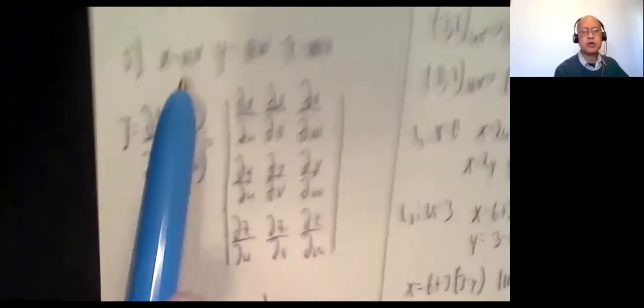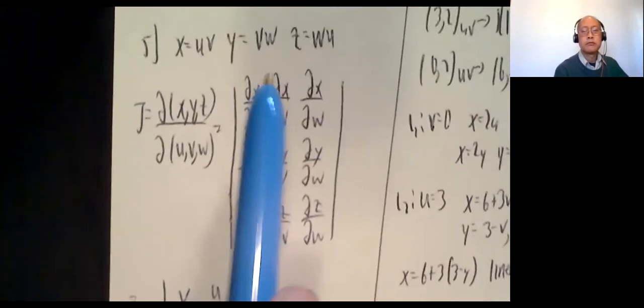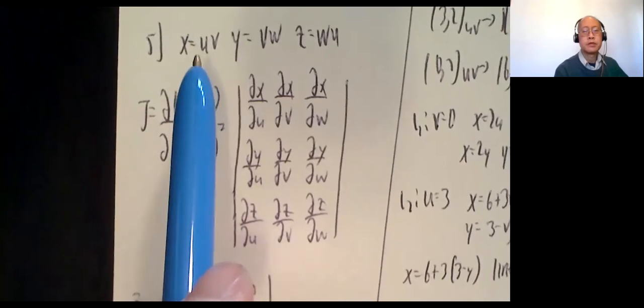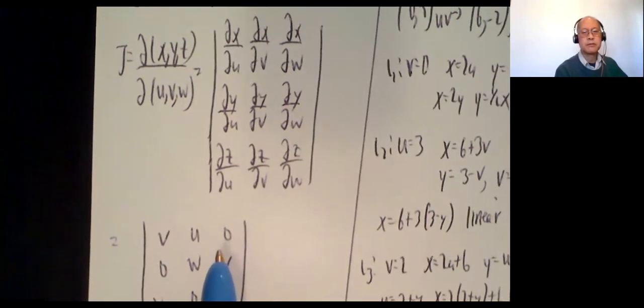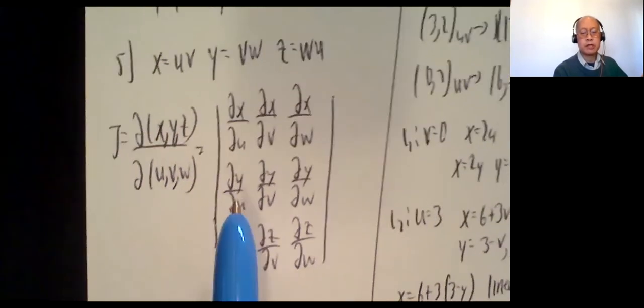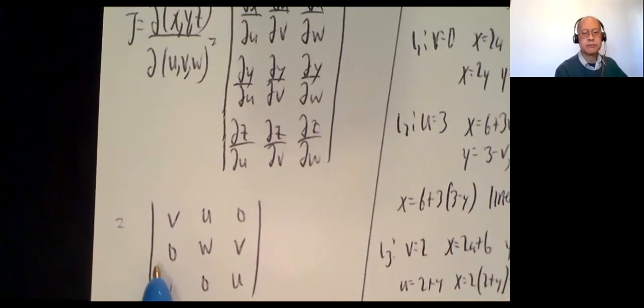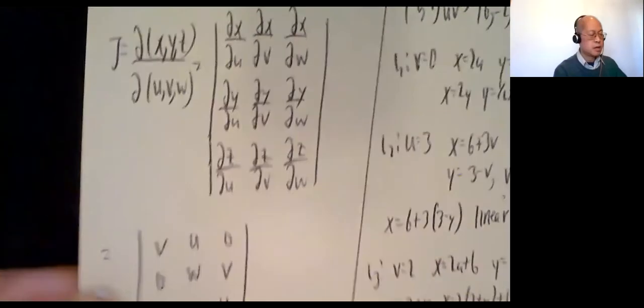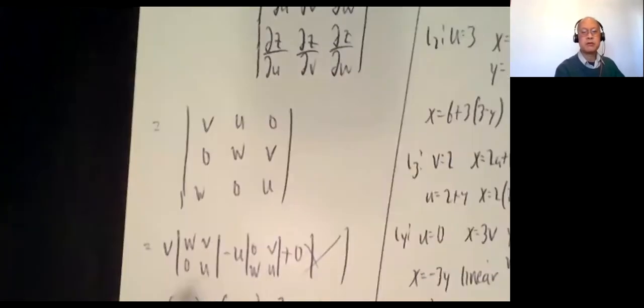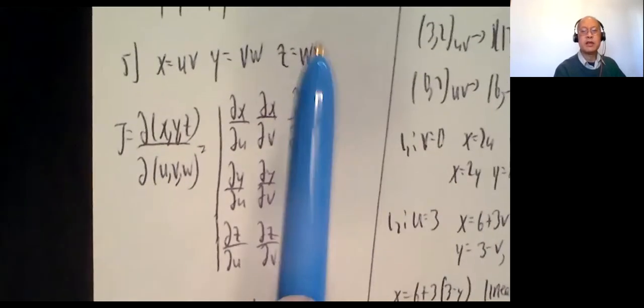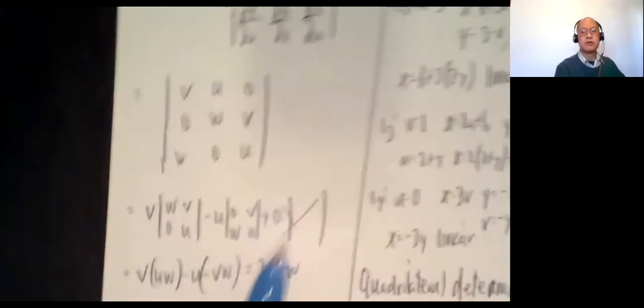Okay, partial of x with respect to u, v. Partial of x with respect to v is u. Partial of x with respect to w, there is no w, so 0. Okay, and then y equals vw. Derivative with respect to u, there is no u, that's all constant, so 0. Partial of y with respect to v, w. Partial of y with respect to w, v. And finally, z is wu. Partial with respect to u is w. Partial with respect to v, there is no v, so this whole thing is constant, therefore its derivative is 0. And the partial with respect to w is u. So there we go.